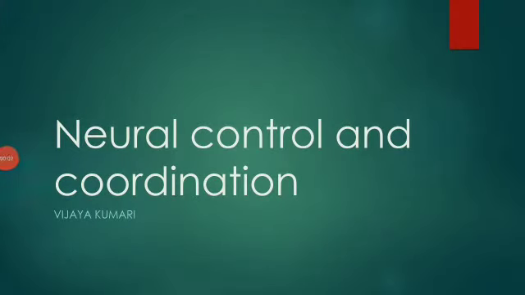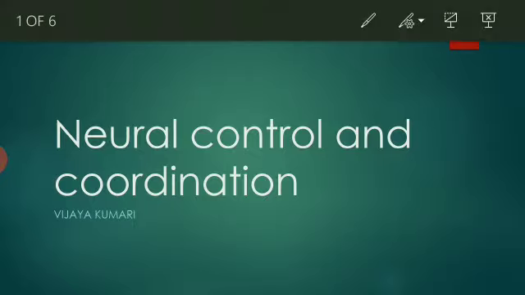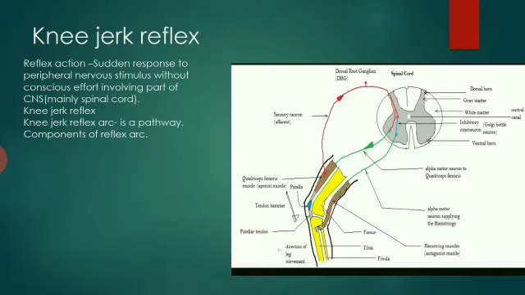So today I'll be explaining about neural control and coordination. In neural control and coordination, I'll be explaining about the knee-jerk reflex. First, you should know the knee-jerk reflex is an example of a reflex action.